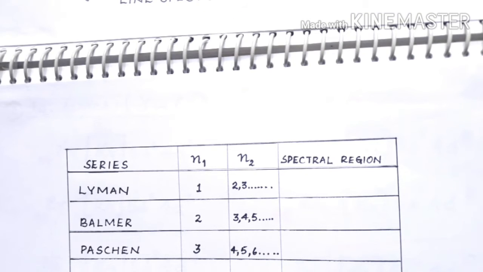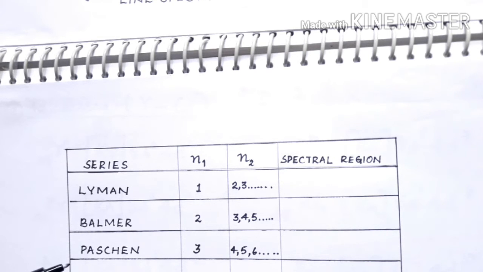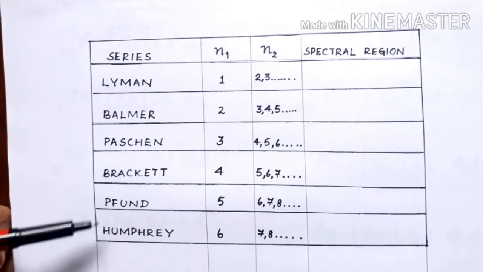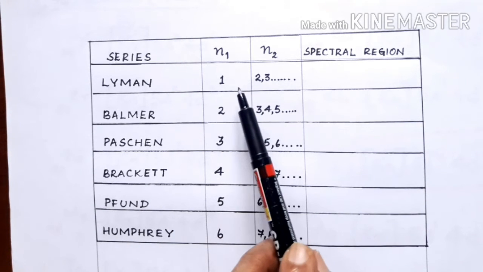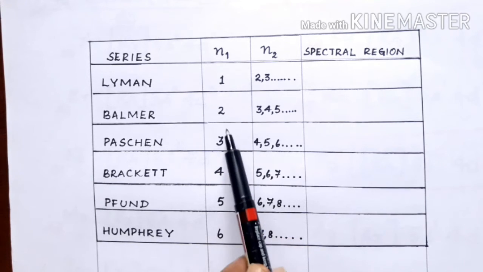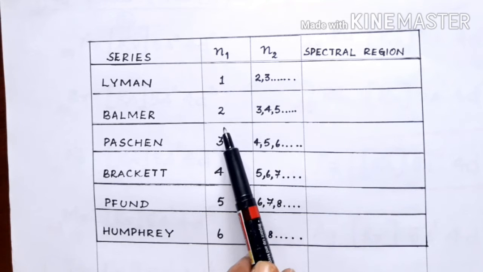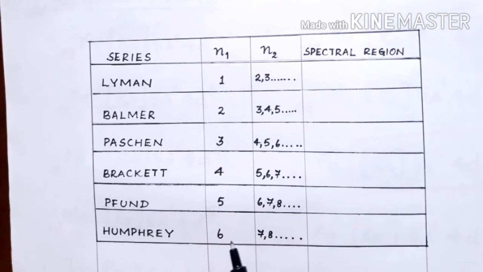So the line spectrum can be summarized to be made up of 6 different series starting from Lyman, Balmer, Paschen, Brackett, Pfund and Humphreys series. In Lyman series, you find that the electrons settle down at n is equal to 1, whereas in Balmer it settles down at n is equal to 2. Paschen, Brackett, Pfund, and Humphreys follow the next higher levels respectively.